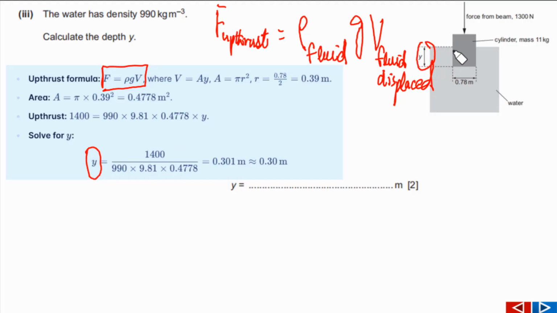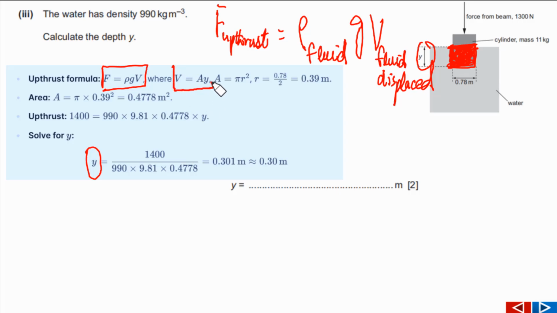So this is the y. So this is the volume. We are talking about this much volume of the fluid. It means this much volume of the fluid will be displaced. This much. So very important one. You have to be clear about this. So this is how you can find it out.